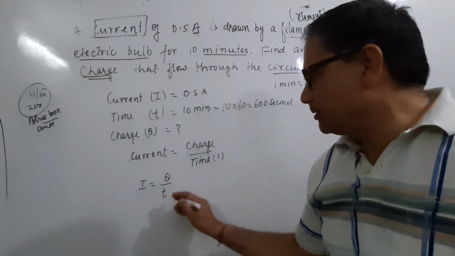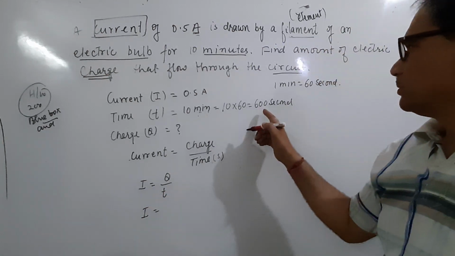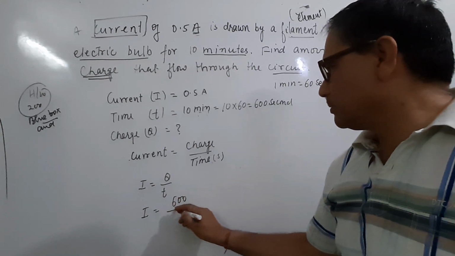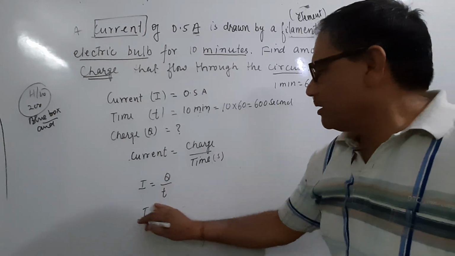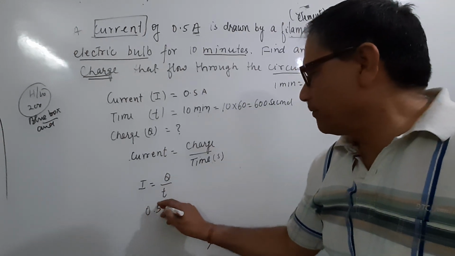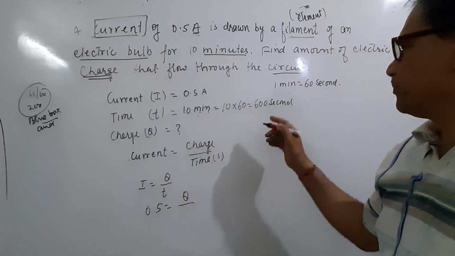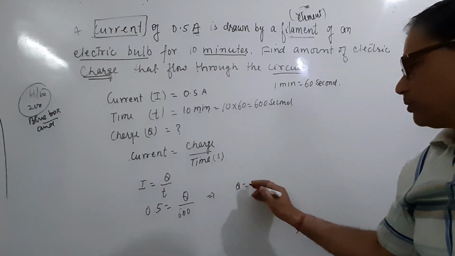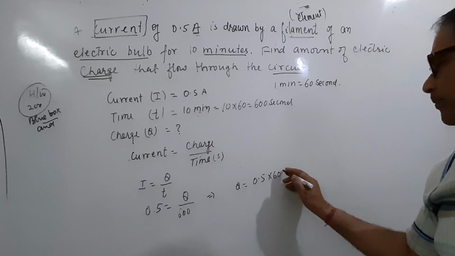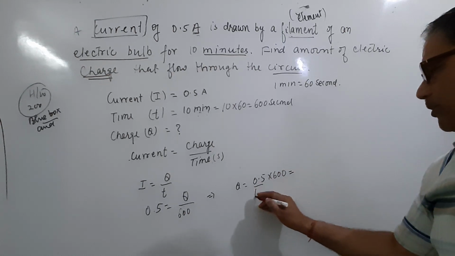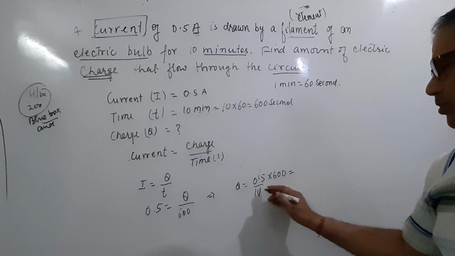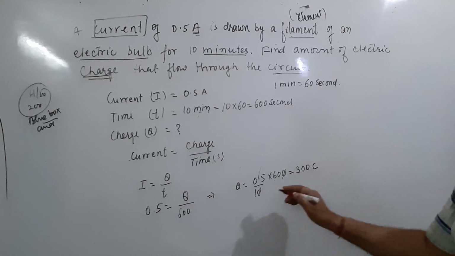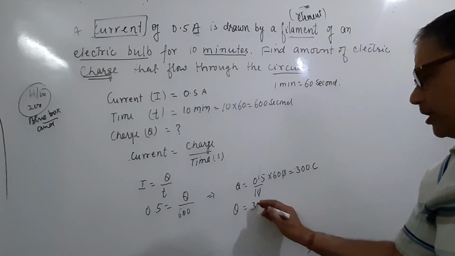That means I is equal to, what is Q? Sorry, what is I? 0.5. What is Q? We have to find out. What is T? 600. Then cross multiply. So Q is equal to 0.5 into 600. I think multiplication you can do. Remove the point, 0 cut. 6 5 is 30. 300. Q is equal to 300 and unit is C. So therefore Q is equal to 300 C.